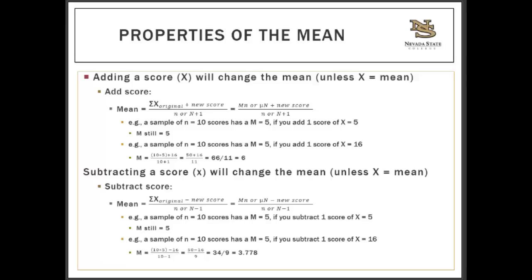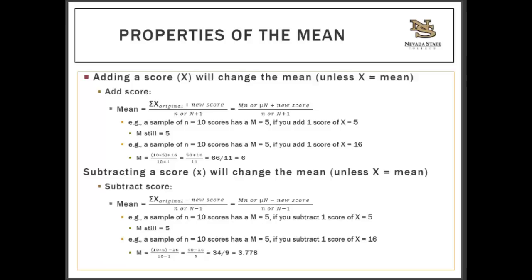Because you may not know what the sum of x is, you may know what the original mean and sample size was, and then you can find the sum of x using that information. So same formula, it's just you're replacing sum of x with the formula for sum of x when you know the mean and the sample or population size. So for example, remember I said that if you add a score that equals the mean, it does nothing. So if you have 10 scores in your sample and it has a mean of 5, then you add one score of 5 and your mean is still 5.